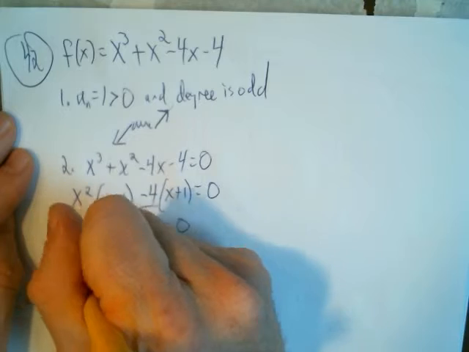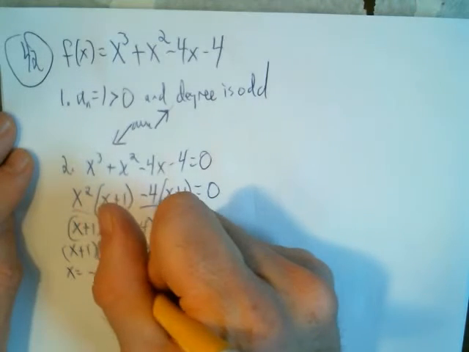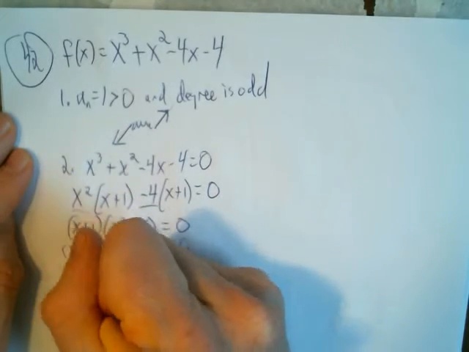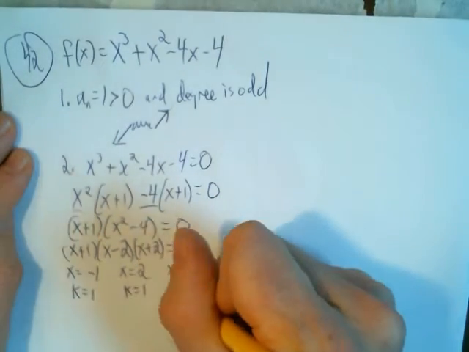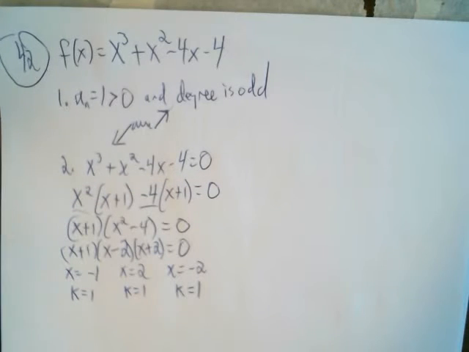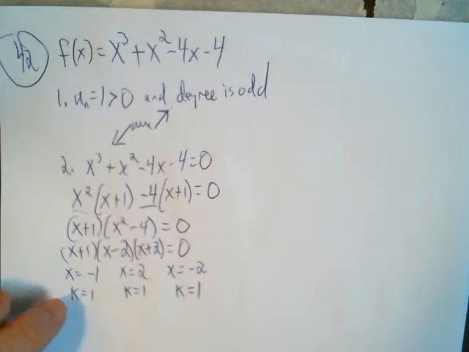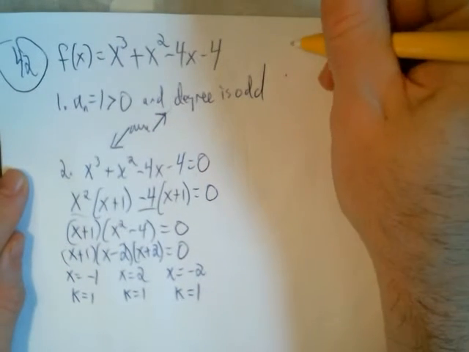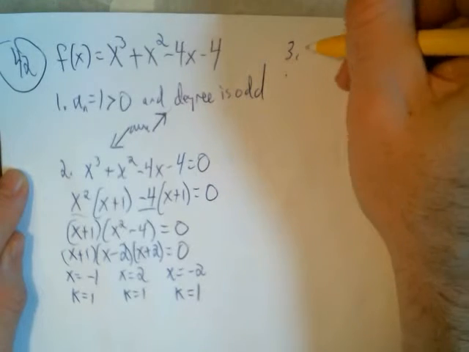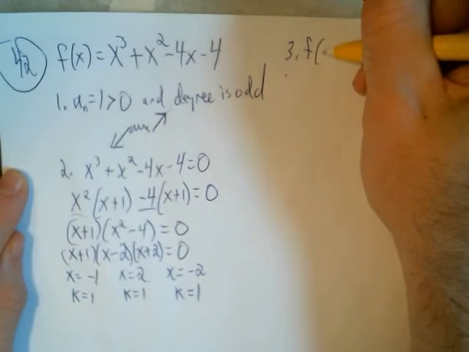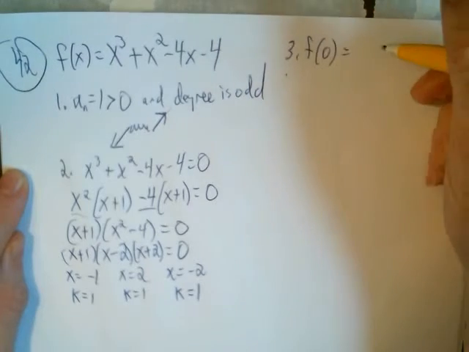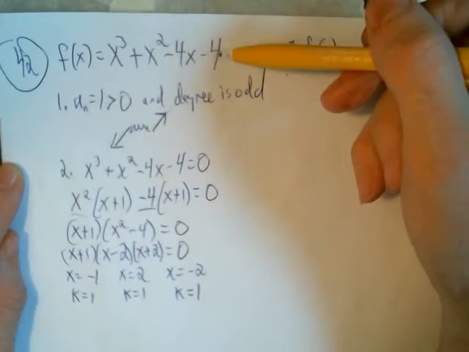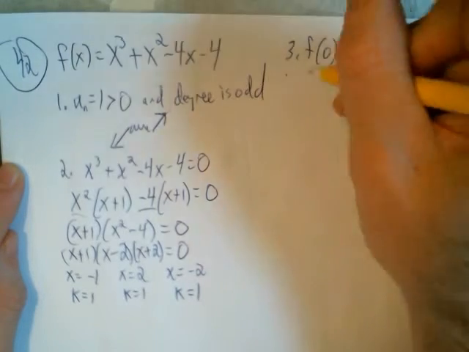Our intercepts then: x equals negative 1, x equals 2, and x equals negative 2, and the multiplicity in each case is just 1. Okay, so the multiplicity is odd. That means that each intercept is going through the x-axis. Thirdly, let's get the y-intercept. So for the y-intercept, you let x equal 0. In these cases, it's easy. This will just be 0 plus 0 minus 0 minus 4. So you'd end up with minus 4.